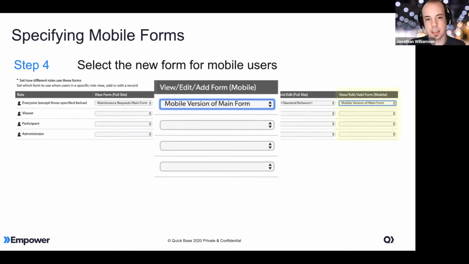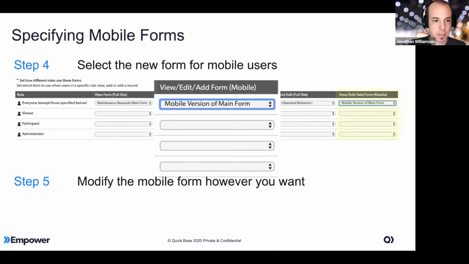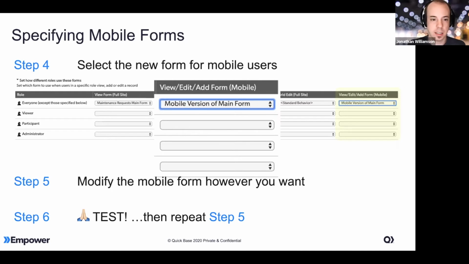And what this means is for all of your desktop users, they'll see a certain form that's defined on the left columns, and then in this right column, you can choose the mobile version of the main form. So maybe that's the copy of the form that you just made, or maybe you already have 2 forms you didn't even know that was there. So that's how you find that. So step 5 is modify that mobile form however you want. Step 6 is test. Test it on your mobile device. Get out an iPhone or an Android and see how it actually looks, and then repeat step 5 because you probably will have changes.